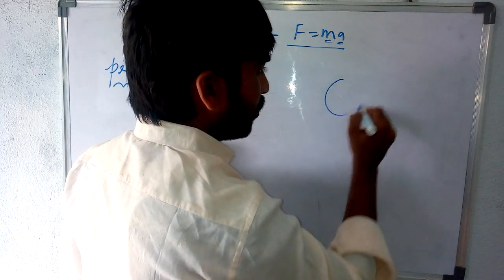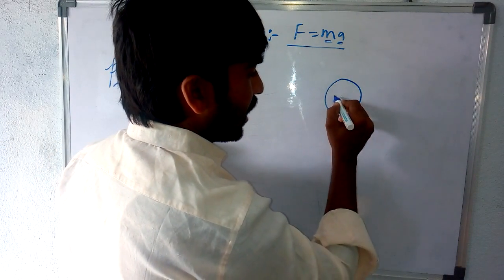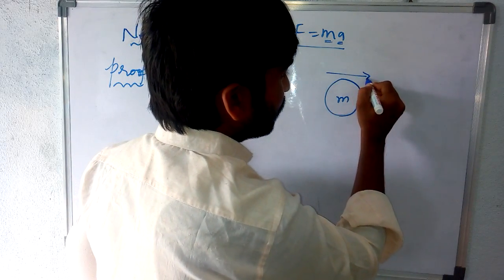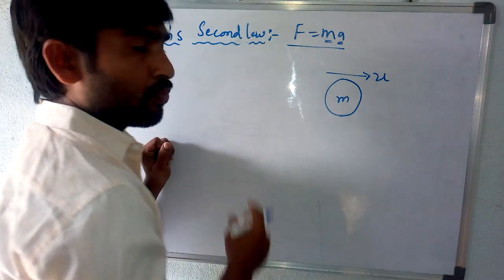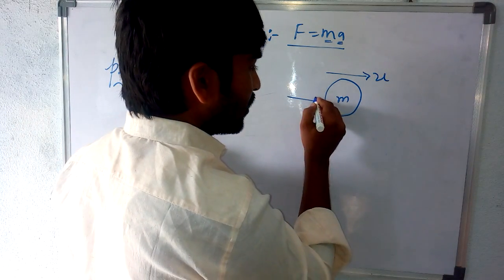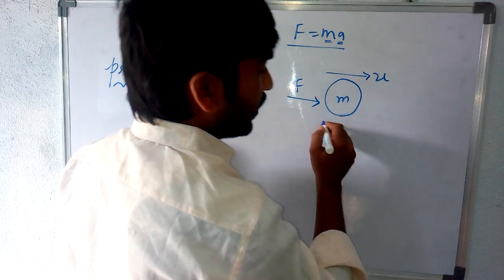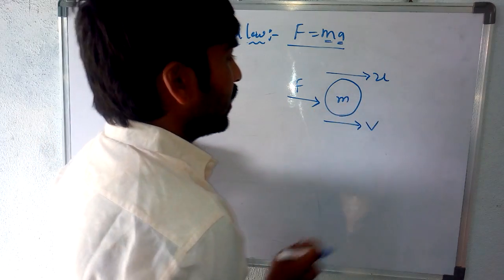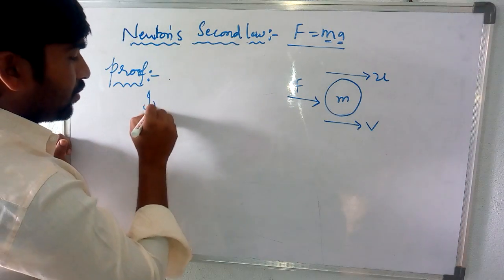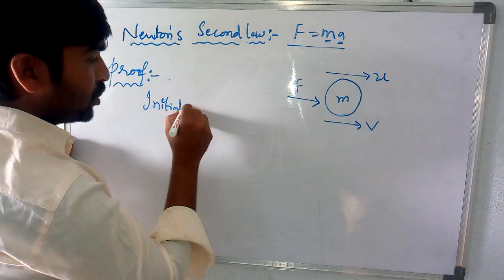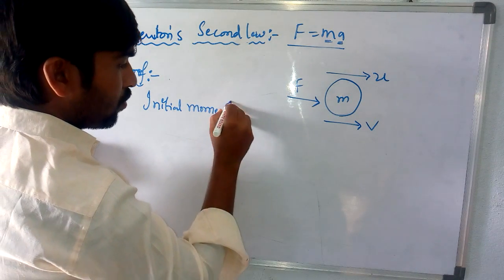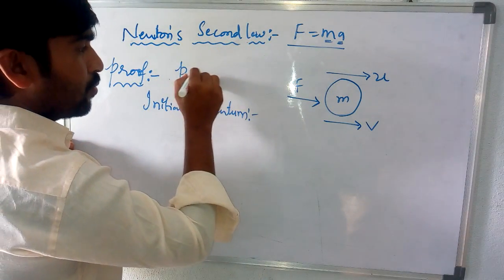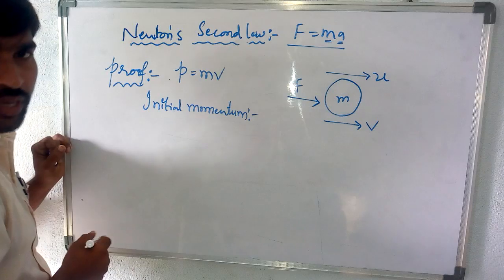Suppose we take a body of mass m with an initial velocity u. When we apply a force on it, the final velocity becomes v. So here is the initial momentum. Before going to initial momentum, what is momentum? That is P is equal to m into v.